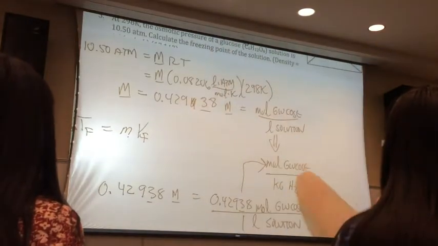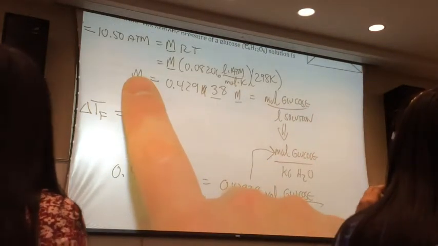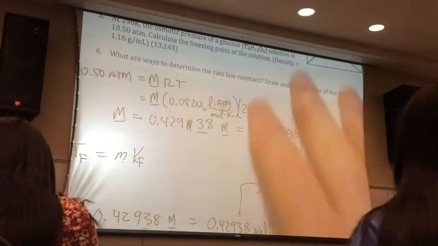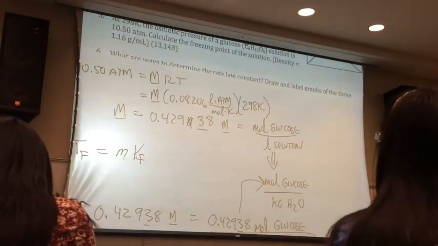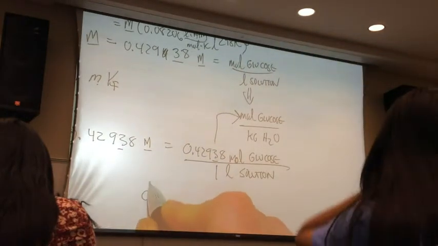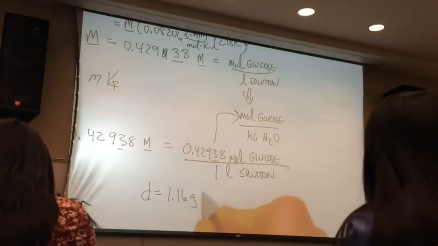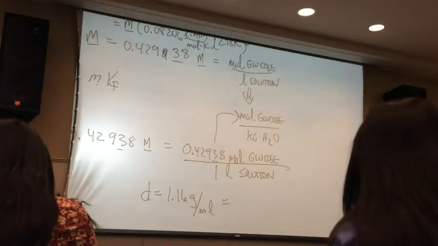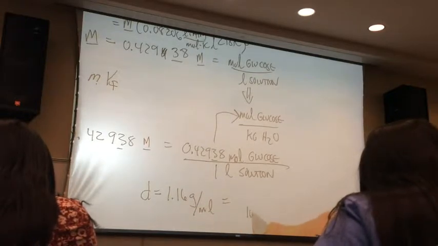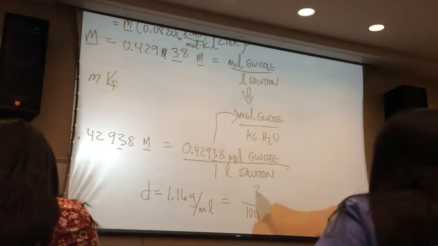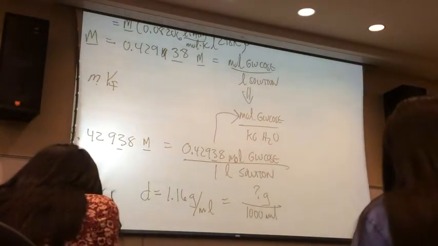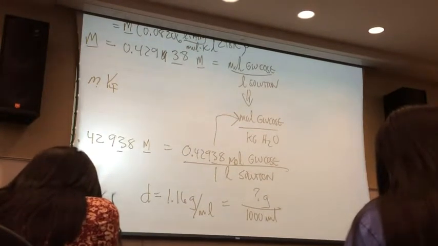So the other piece of information, anytime you are going from molarity to something else, or from something else to molarity, if molarity is involved, then you have to have a density of your solution. So I have a liter of solution, and you're told that the density is 1.16 grams per mil. I don't have a mil, I have 1,000 mils. So if I have 1,000 milliliters, the question is how many grams is that, and that will give me grams of solution. So I have 1.16 times 1,000.